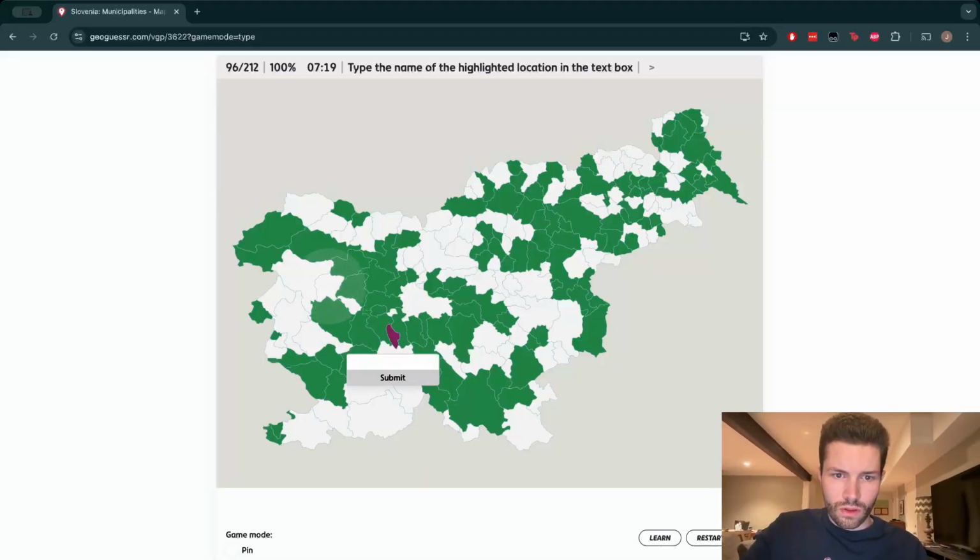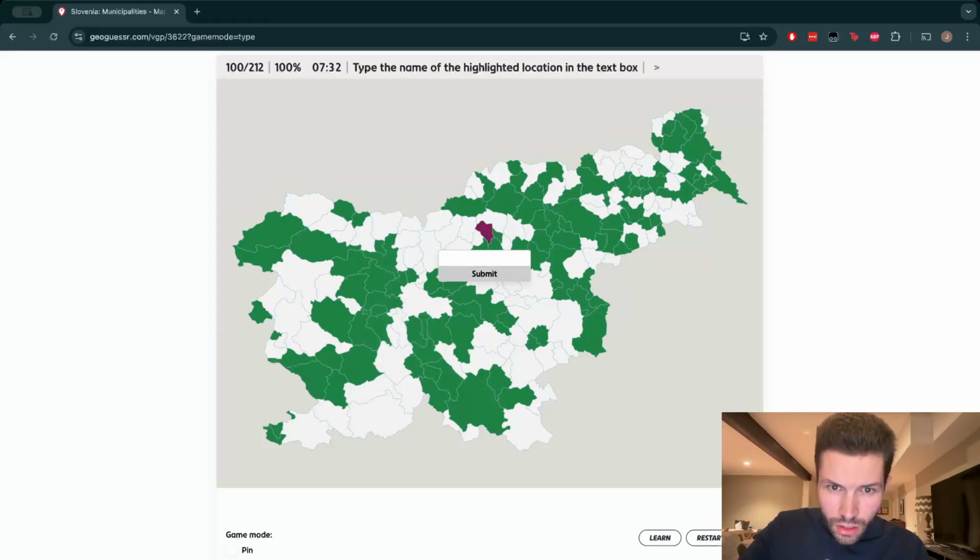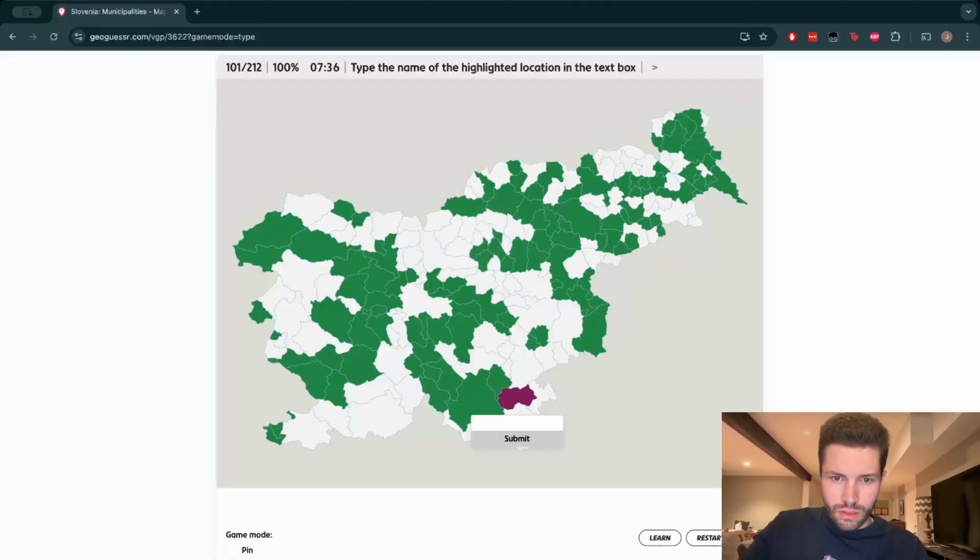Cerkno. Borovnica. Novo mesto. Preddvor. Brezovica. That has a name. That is Mozirje. Semič. This is not Dravograd. What's it called? Podvelka. I think this is Mirna.